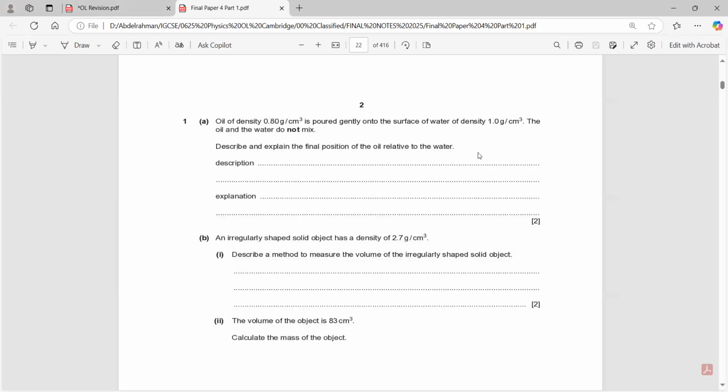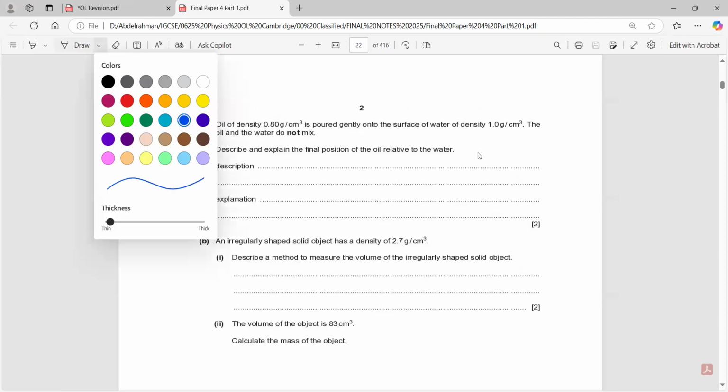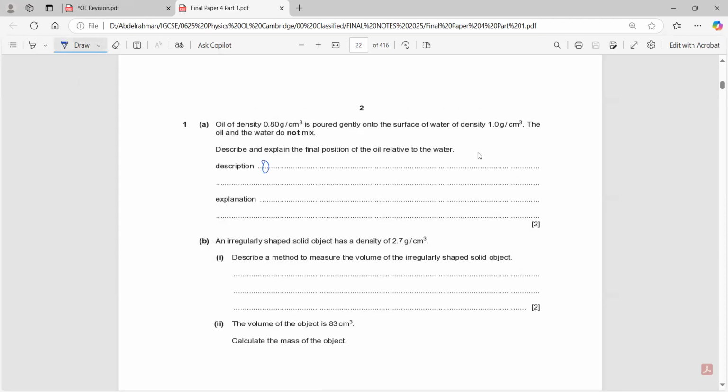Why does the oil float above the water? Let me write it down. Oil is above the water. Why is the oil above the water? It has to do with the density. The density of oil is less. You have to say that it's less than the density of water. Tell me, Mohannad.